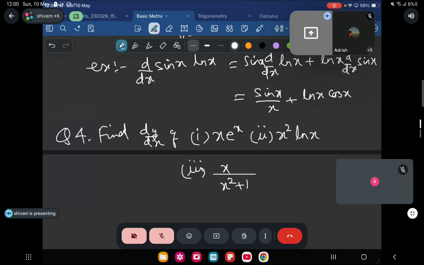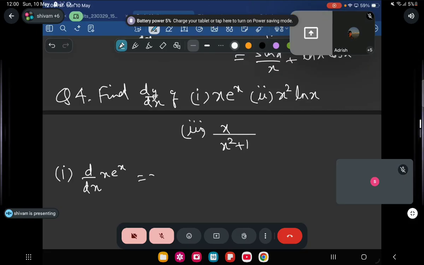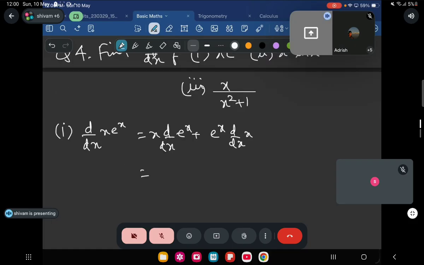Okay, I'm solving everyone. Pay attention. I've got x into e to the power x. Okay, let us start. Number 1. We've got dy dx of x e to the power x. So x is u, e to the power x is v. This will become x into dy dx of e to the power x plus e to the power x dy dx of x. So the first one will become x e to the power x plus e to the power x. Take e to the power x common, you will get x plus 1. Done. Tell me, is it clear?